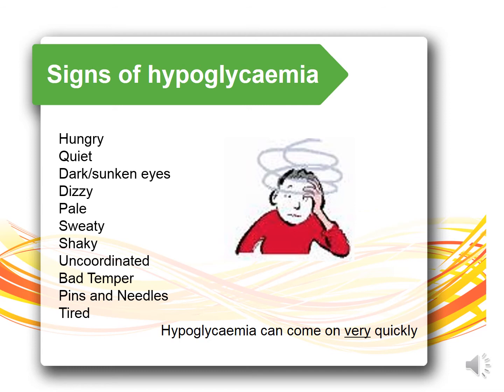They may become really pale, particularly around the mouth. They may become really sweaty or have quite a clammy forehead. They may feel shaky. They may appear uncoordinated, bad-tempered, or they may feel pins and needles in their hands, or just generally tired. Hypoglycemia can come on very quickly.